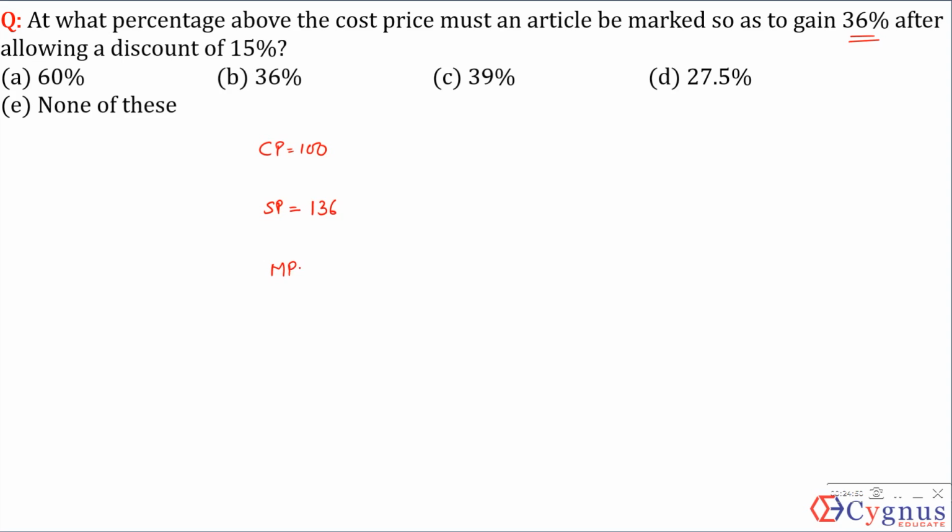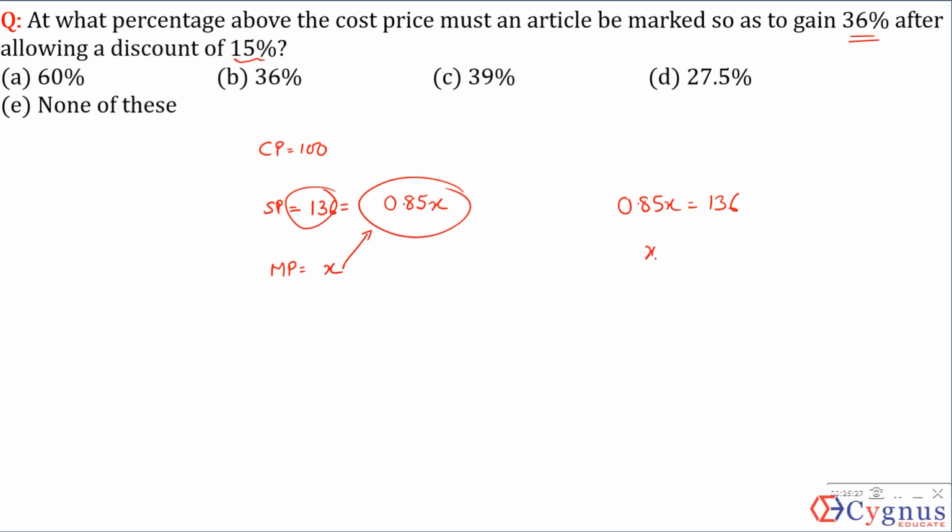Mark price is not given. Let's say it is equal to X. But you know the discount percent. That's how much? 15. So if you know the mark price X and you know that discount is always calculated on mark price, you must have sold it at 15% less than this. So how do we write it? 0.85 times X. This is also the selling price in terms of mark price, and this is also the selling price. Let's equate them. When you equate them, what do you get? 0.85x is equal to 136.